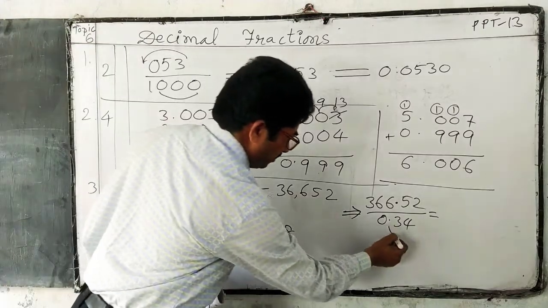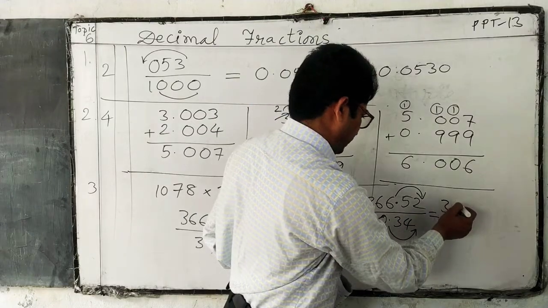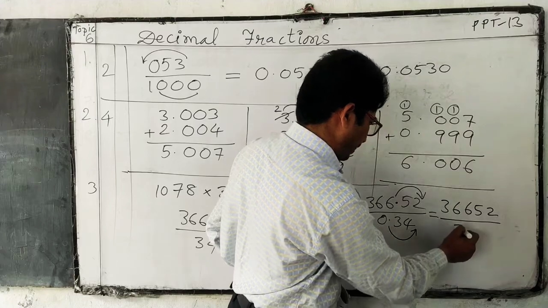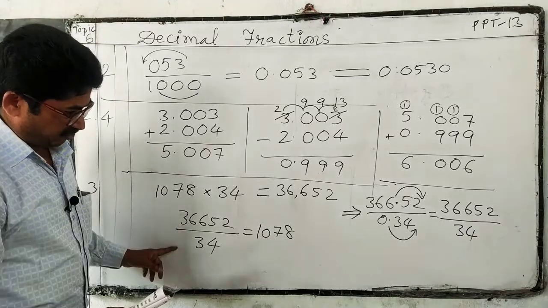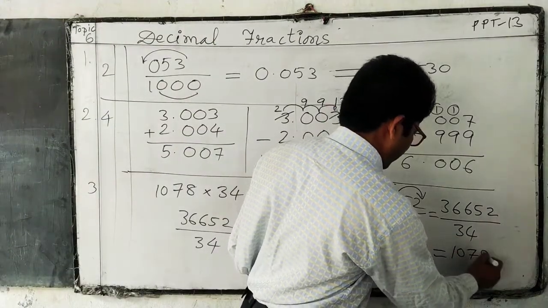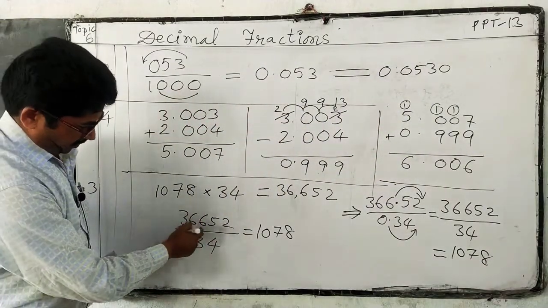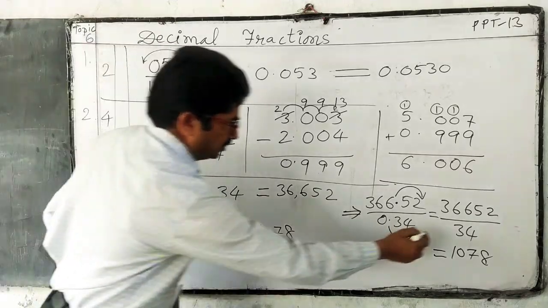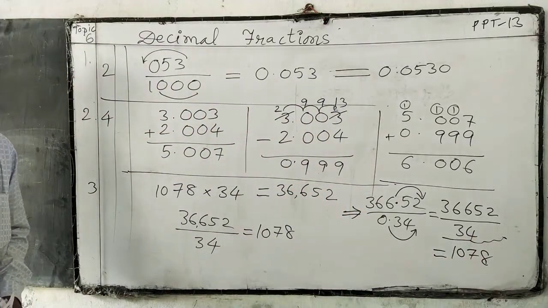We have to shift this decimal point. We get 36,652 by 34. We got the same number, same fraction. So that's why this is equal to 1078. So this is also the same. So 1078.